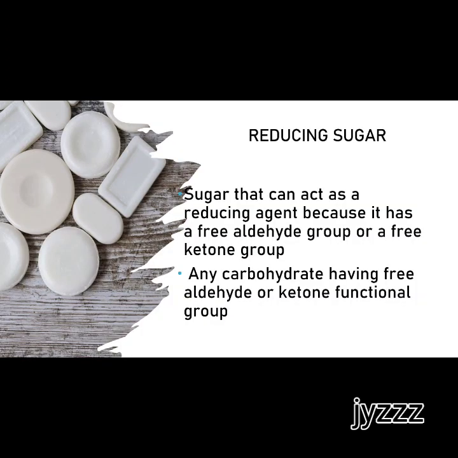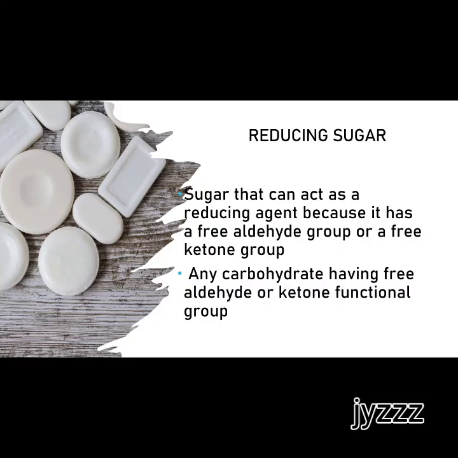So let's take a look at reducing sugars. A reducing sugar is a sugar that can act as a reducing agent because it has a free aldehyde or a free ketone group. Reducing sugars are any carbohydrates having a free aldehyde or ketone functional group. A molecule is reduced when electrons are gained and oxidized when electrons are lost. In this case, aldehydes are oxidized to carboxylic acid.